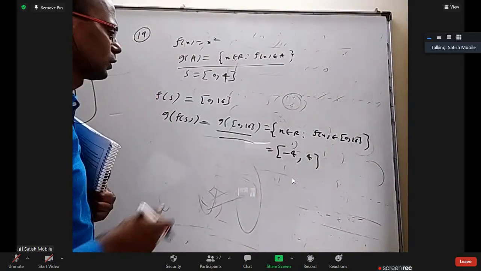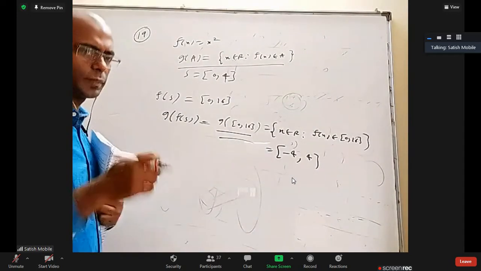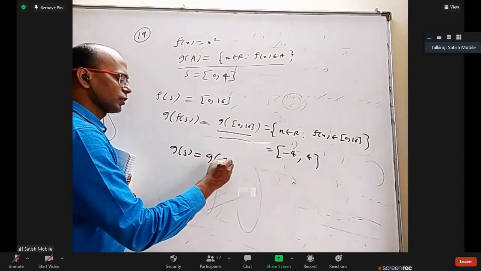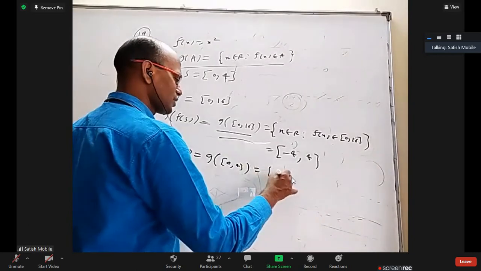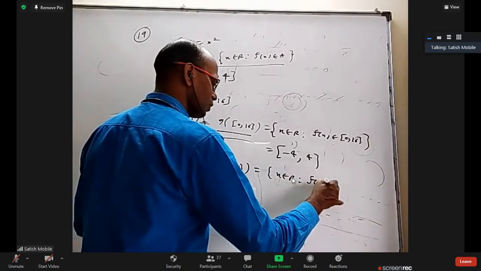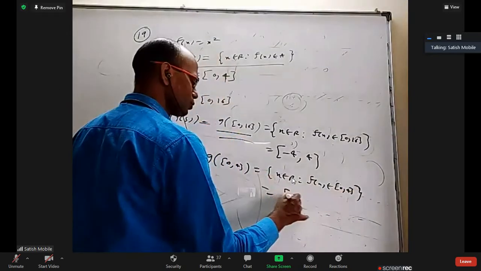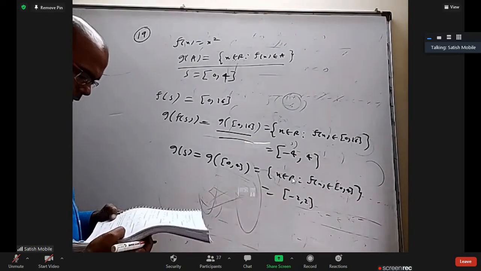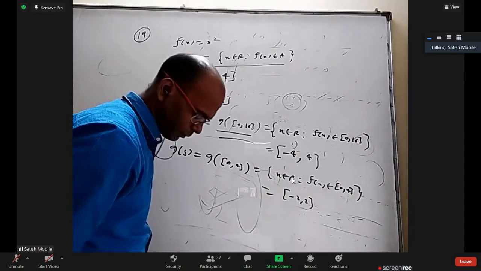First of all, pre-images of 0 to 4, that is -2 to 2. No, let us take only g of s. That is g of 0 to 4. That is x such that f of x belongs to 0 to 4, and that is -2 to 2. They are not equal. Okay, so option A is completely meaningless. There is no chance that they can be equal.